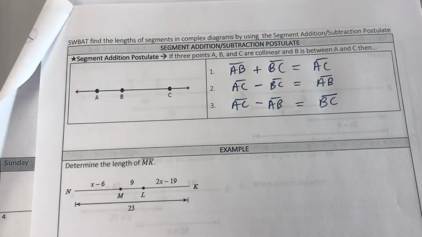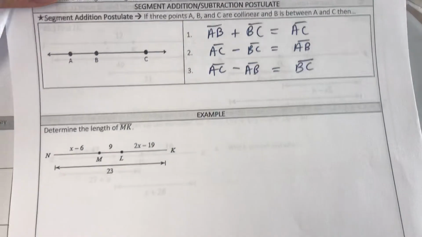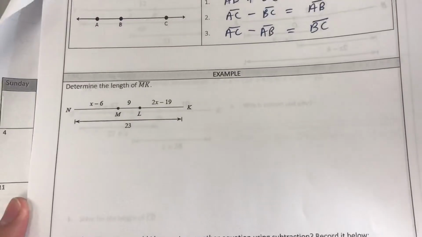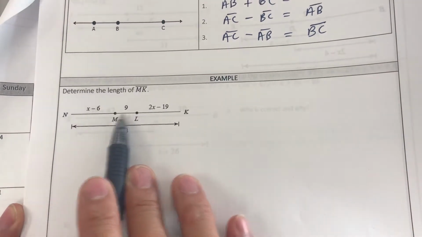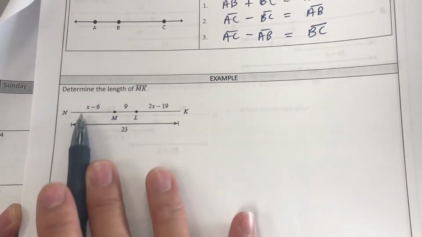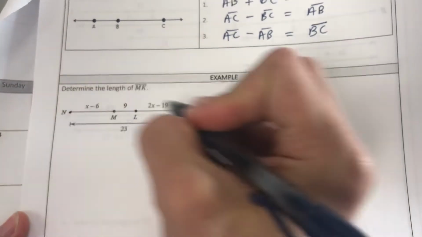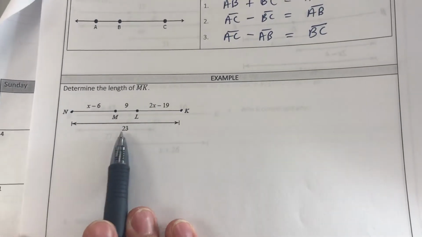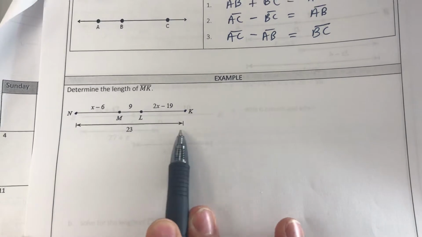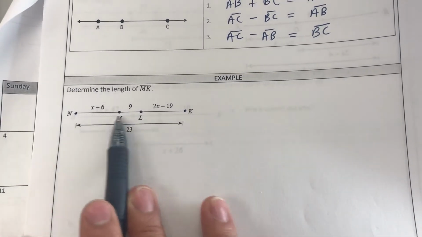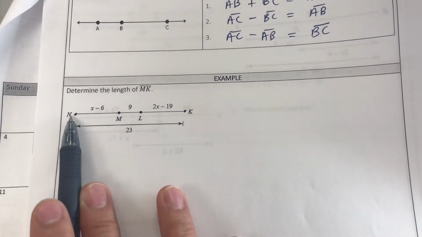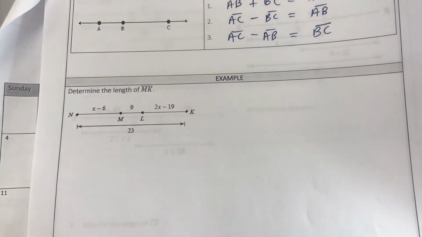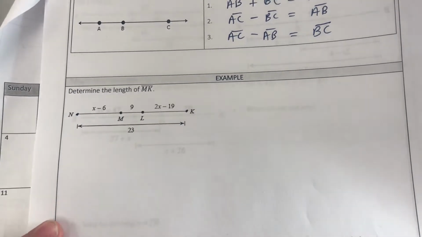Let's take a look at how we begin solving some of these examples, okay? You should be recording these notes as you go along. All right, let's take a look at this. It says, find the length of MK. We have all these details to figure out, right? I'm just going to put dots there. From here to here is exactly 23. If you know this entire length is equal to 23, the easiest way to solve is to set up an equation, right?